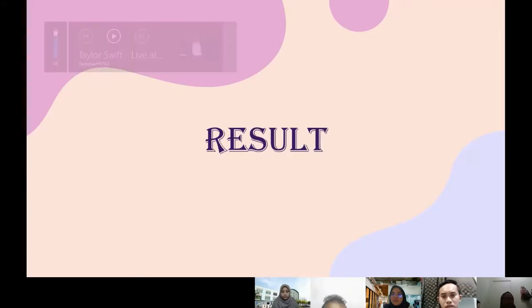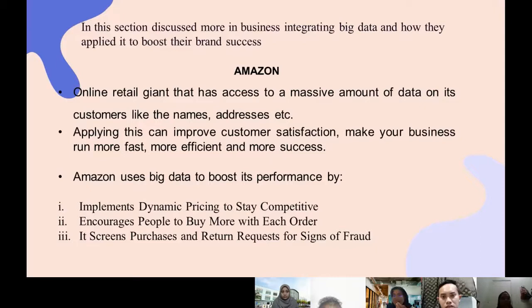Next is result. Okay, in this session we discuss more about businesses integrating big data and how they apply it to boost their brand success. There are two examples of business, which are Amazon and Netflix.